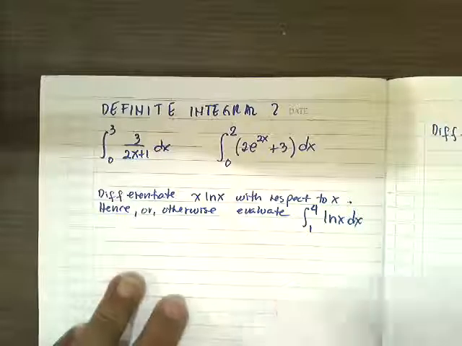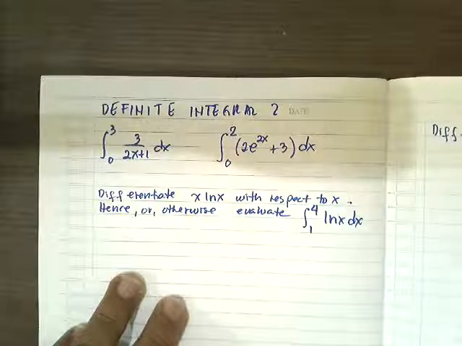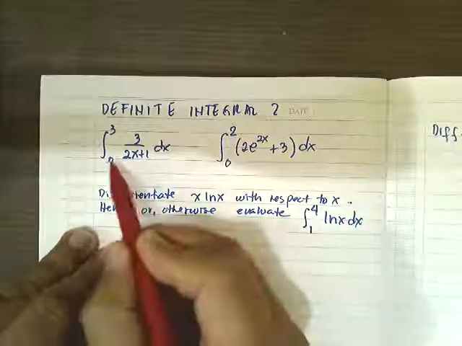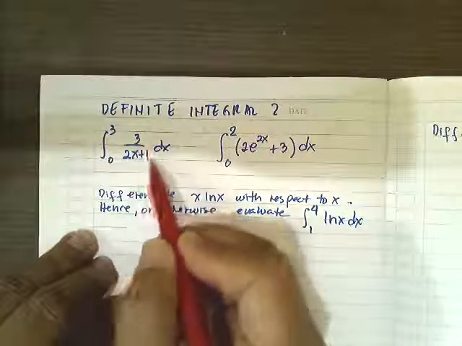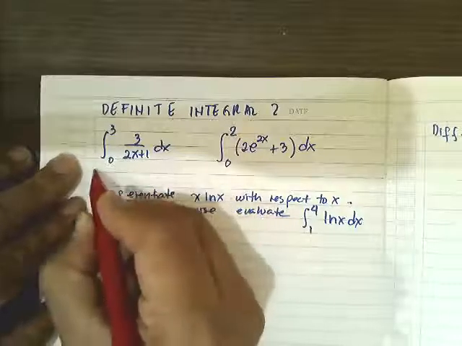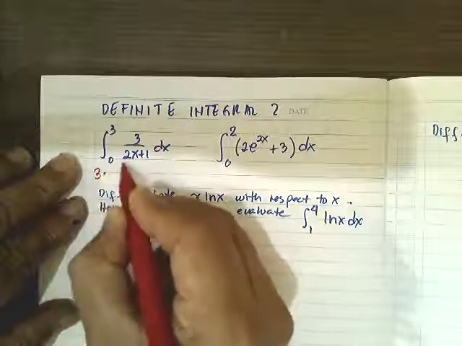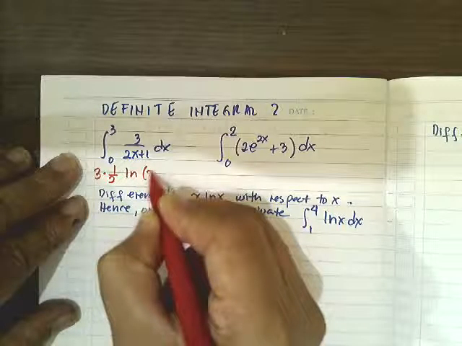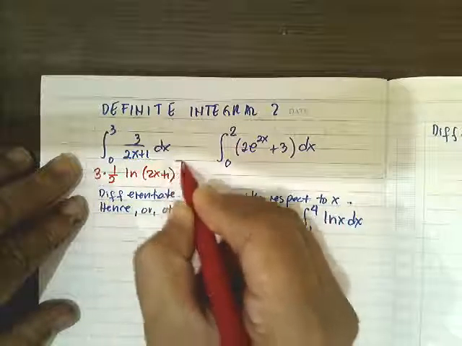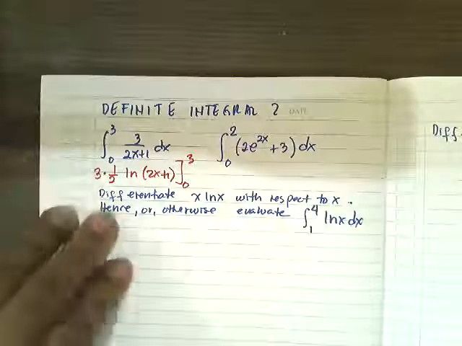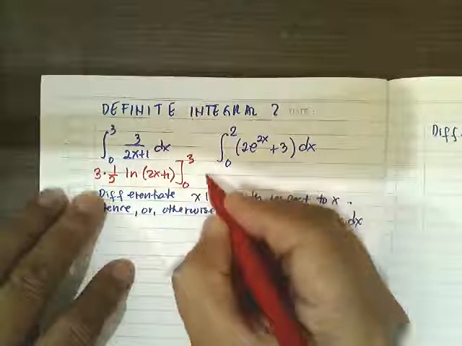Okay, so let's try to have these further examples in finding the definite integral. Integrate 3 over 2x plus 1 from 0 to 3. Again, what are we going to do? That is now equal to 3 times 1 over 2, the natural logarithm of 2x plus 1, from 0 to 3. Right? And then just simply plug it in.